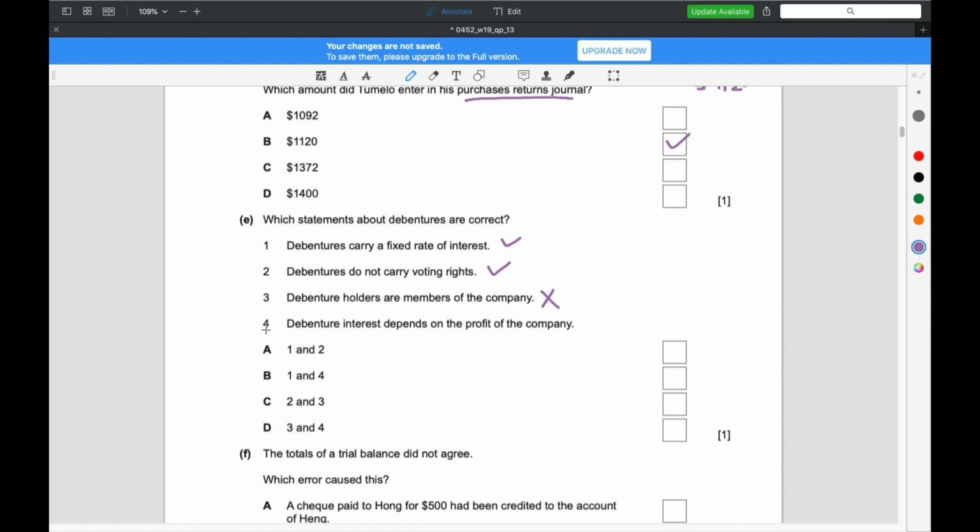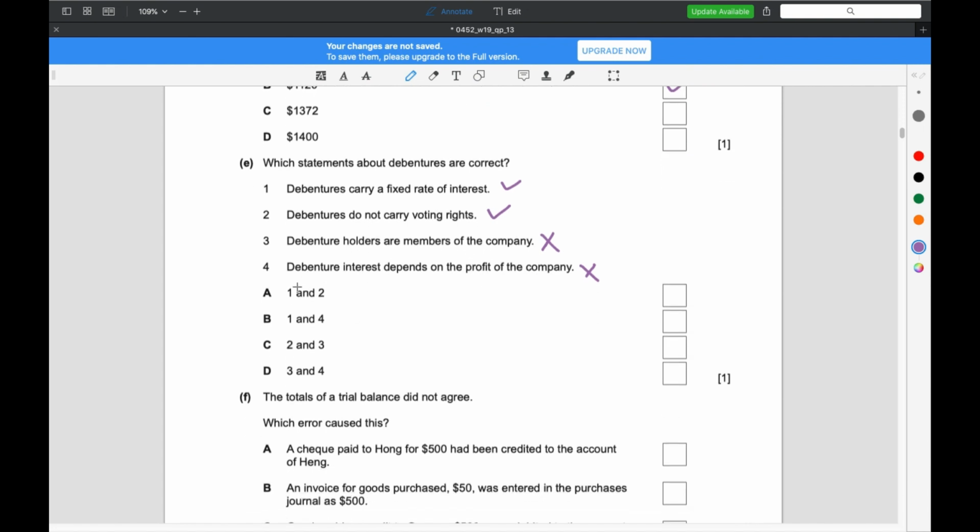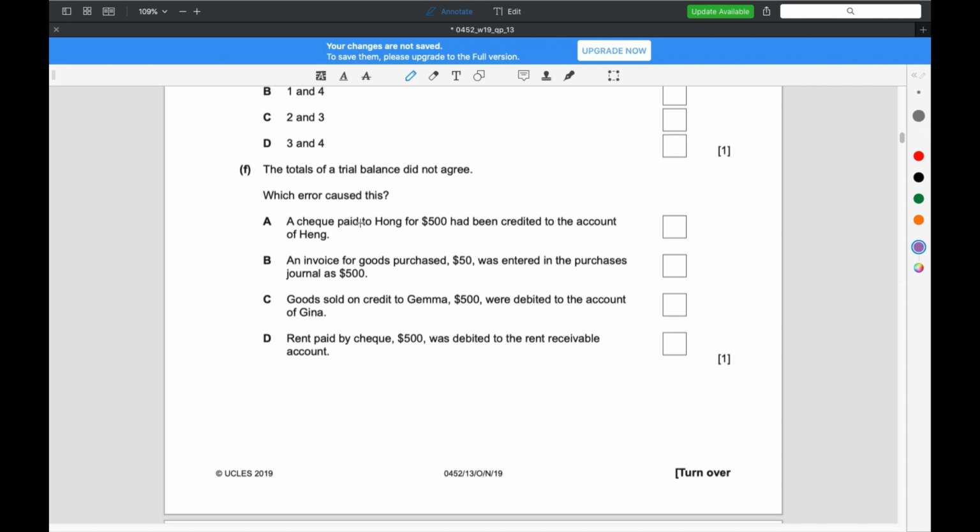Right? And in 4 he said debenture interest depends on the profit of the company, which doesn't make any sense. No, this does not happen. Debenture interest is fixed. It does not depend on anything. All right, we've done that. So this means that 1 and 2 are correct, which leaves you with option A. Yeah, option A is correct.